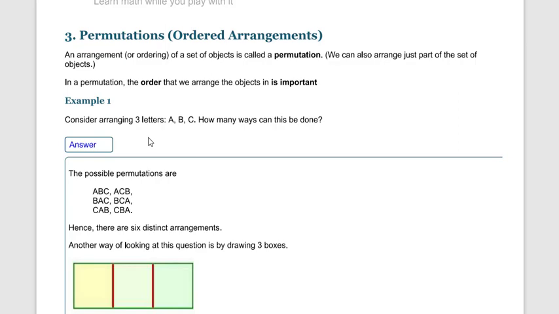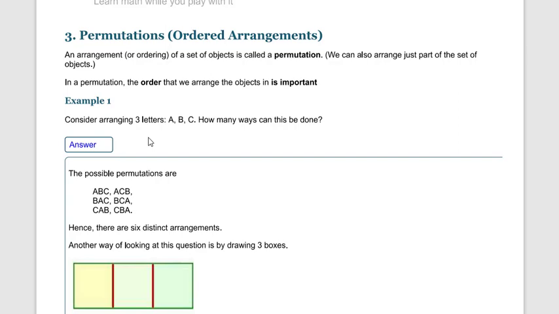Jai Bharat World Student. In the last lecture we discussed the counting principle, some rules regarding the counting principle, and we saw 5 to 6 examples on it also.